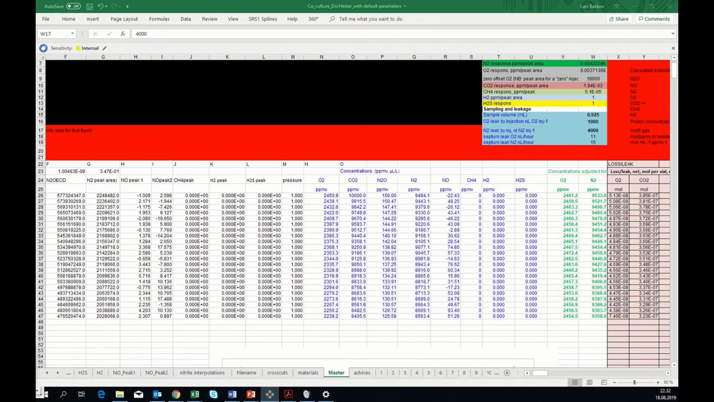Once you have set the right sample volume, you can use a vial with low initial concentrations of oxygen and nitrogen in order to set the right oxygen and nitrogen leakage. Because when the sampling volume is right, and it's right for this vial as well, the two parameters here will determine the stabilized concentrations of oxygen and nitrogen.